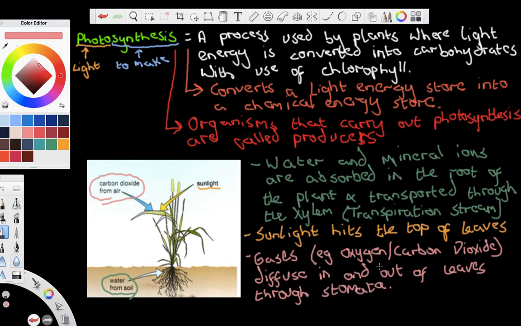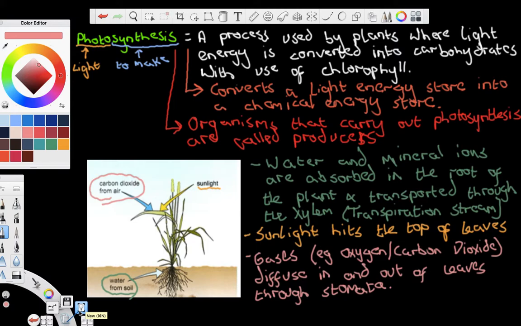Okay? So this is all revision from B4 really, but essentially we get water being absorbed by the roots, transported through the plant through the xylem to the leaf. So this water has to go to the leaf. The gases, carbon dioxide, come from the air and diffuse into the leaf through the stomata. Oxygen diffuses out, and sunlight hits the top of the leaf where photosynthesis can take place.